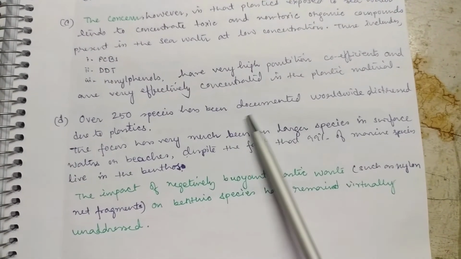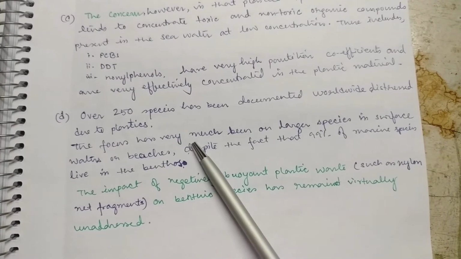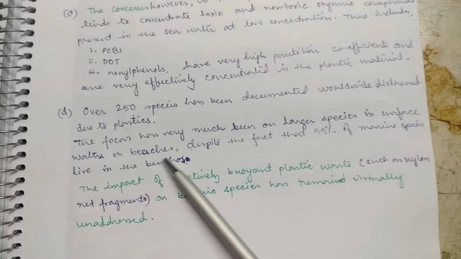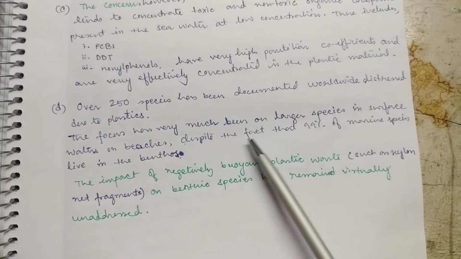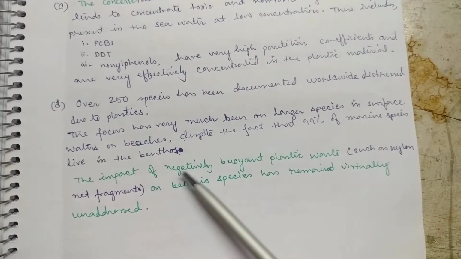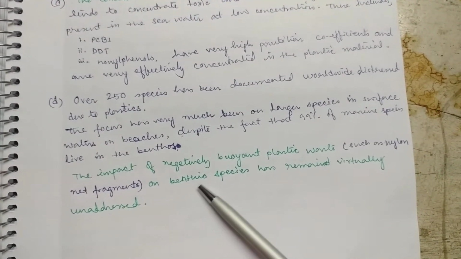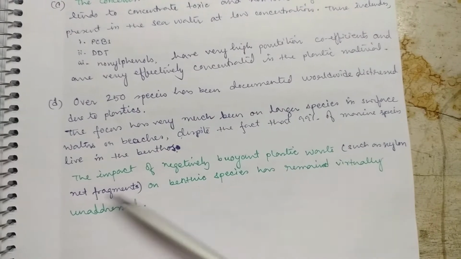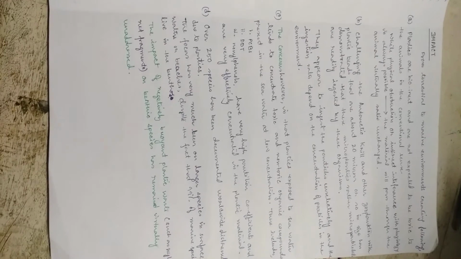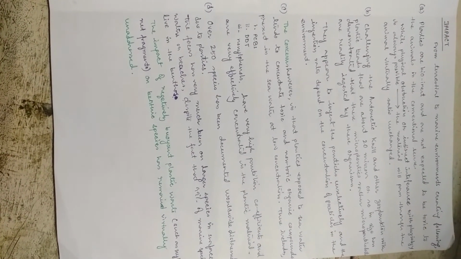Over 250 species have been documented worldwide as distressed due to plastics. The focus has very much been on larger species in surface water or beaches. In spite of the fact that 99% of marine species live in the benthos, the impact of negatively buoyant plastic waste such as nylon net fragments on benthic species has remained virtually unaddressed. So these are the causes, or we can say the impact, on the ocean environment.